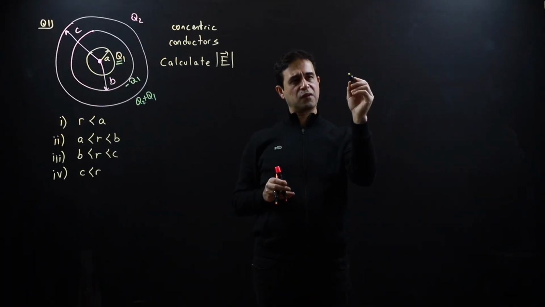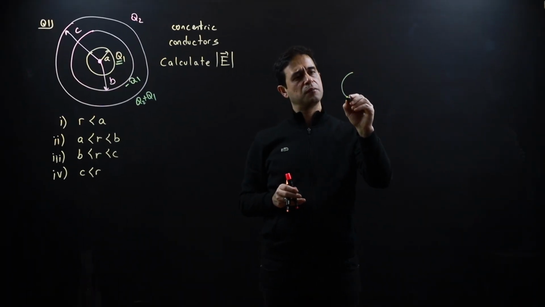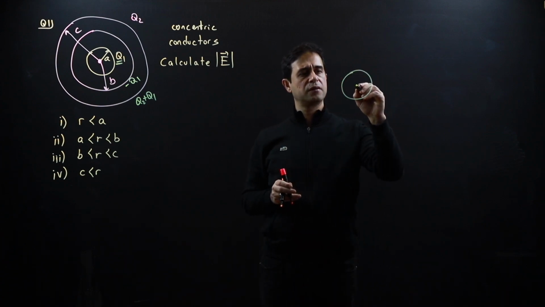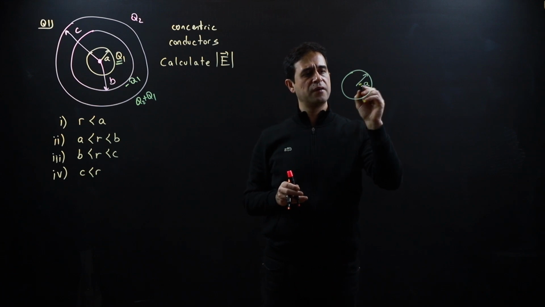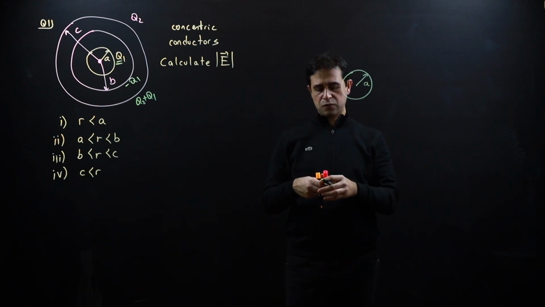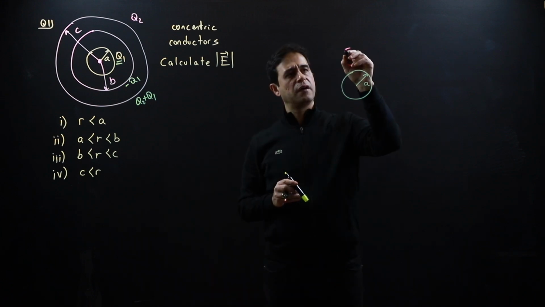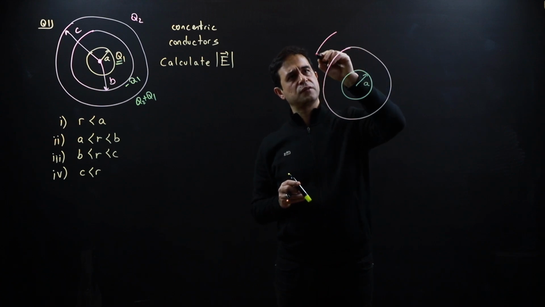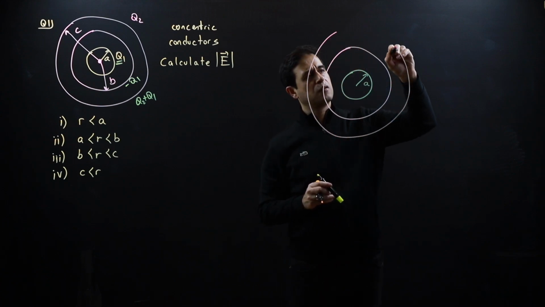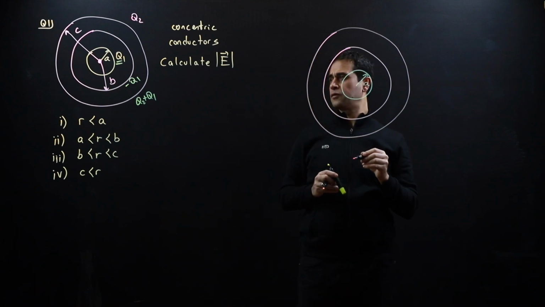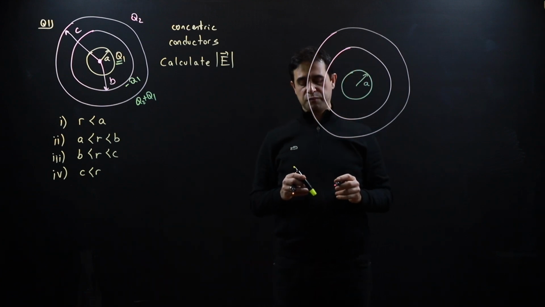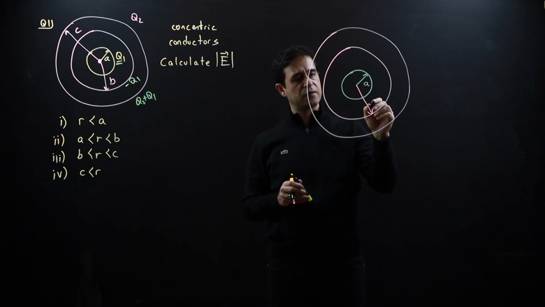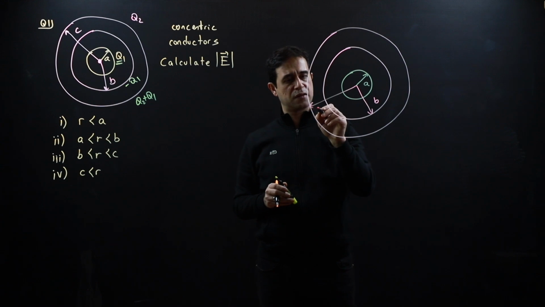So I'm going to use this color for the inner sphere, and the radius is A. And I'm going to use another color for the spherical shell. I tried to draw it bigger. I don't know whether it's bigger or not. But okay, these are the two, and this is B, and that is C.